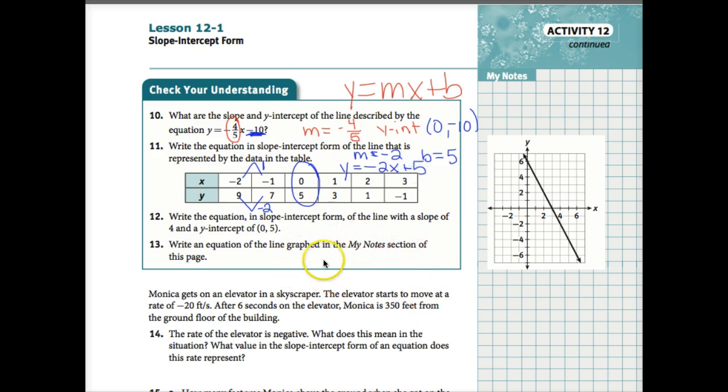All right, number 12, write the equation in slope-intercept form of the line with a slope of 4 and a y-intercept of 5. So again, this is telling you m equals 4, b is the y-coordinate of the y-intercept. So that one should be pretty fast. y equals 4x plus 5.